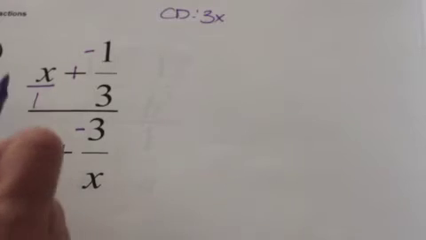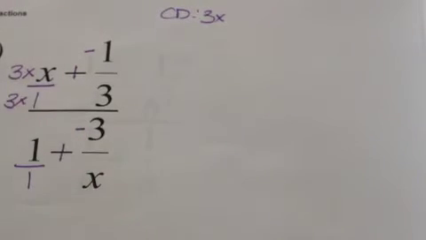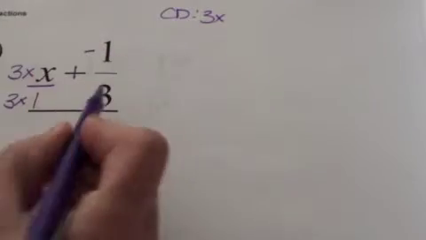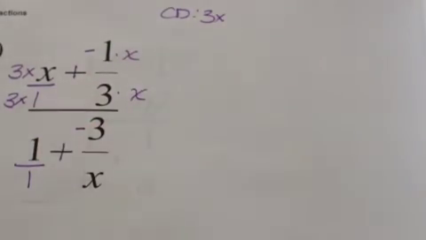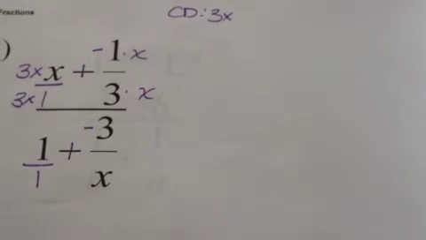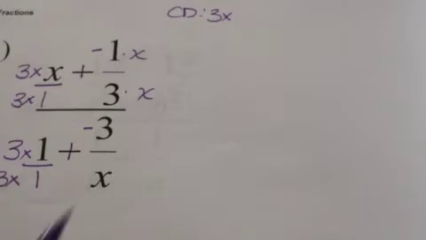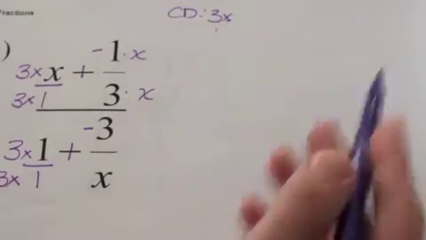So this one needs both the 3 and the x. You want to remember, whatever you do to the top, you got to do to the bottom. This one over here just needs the x. It already has a 3 down here. So you multiply it times just x. This one needs both 3 and x. And this one has the x, but needs the 3.